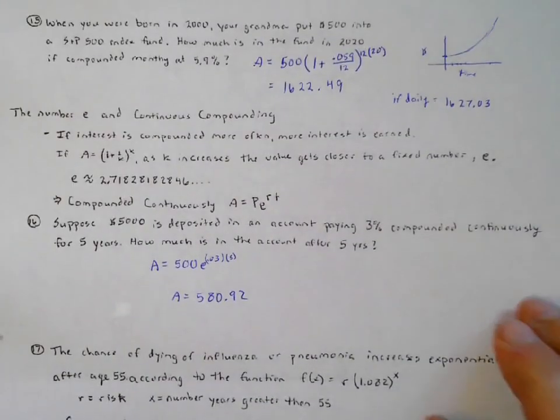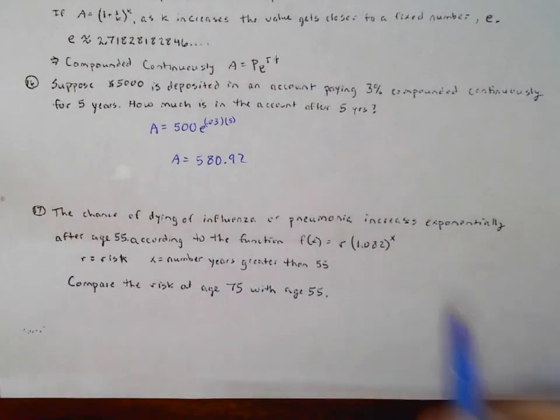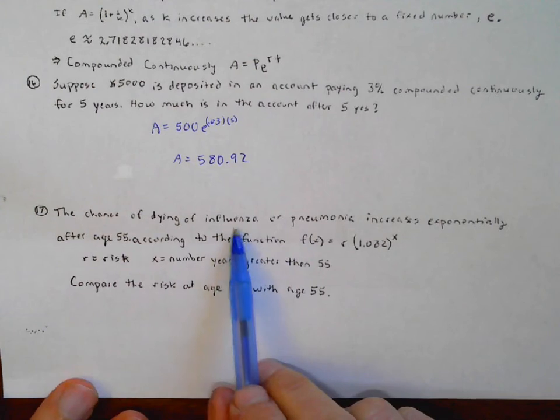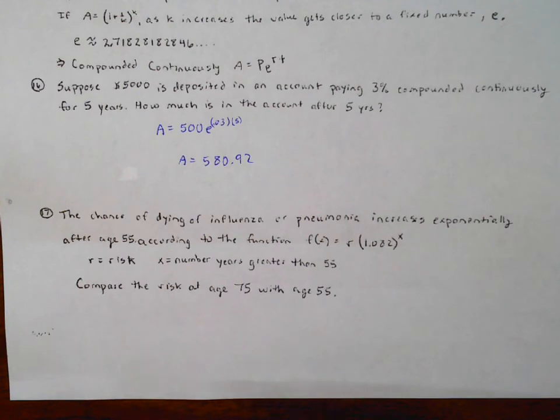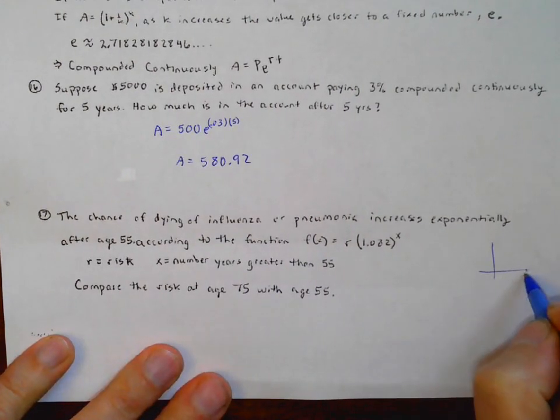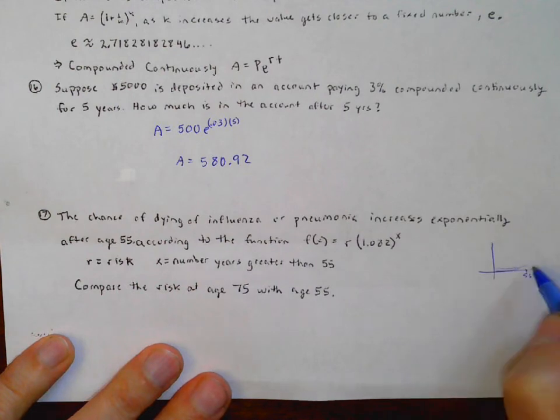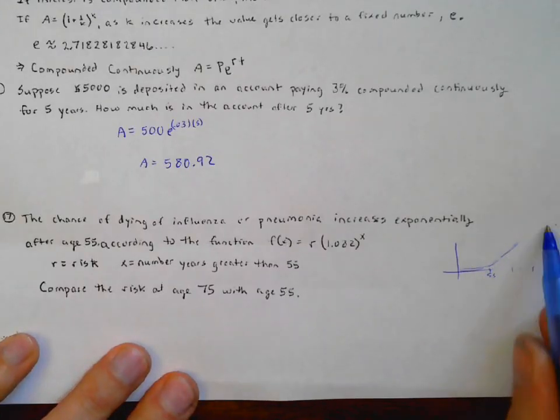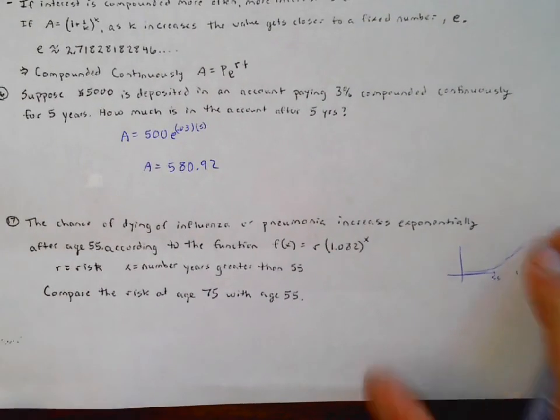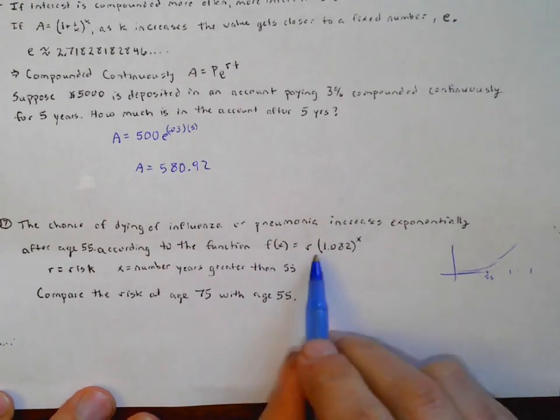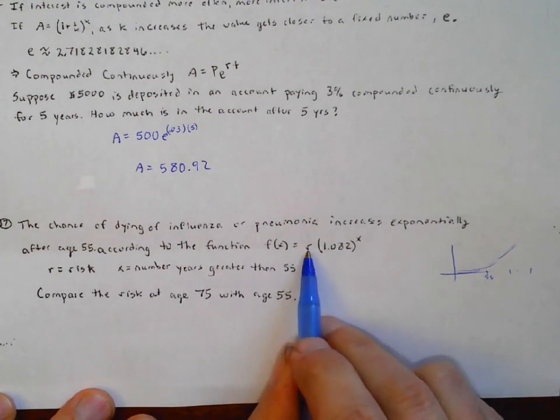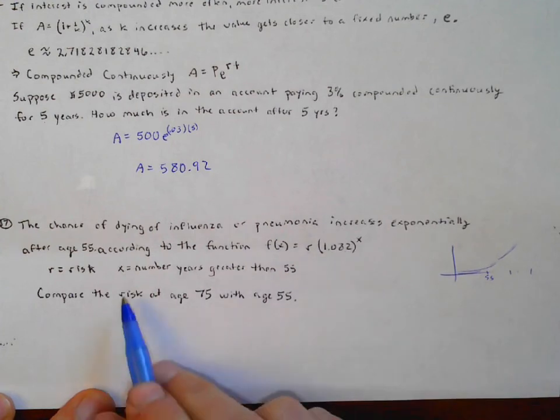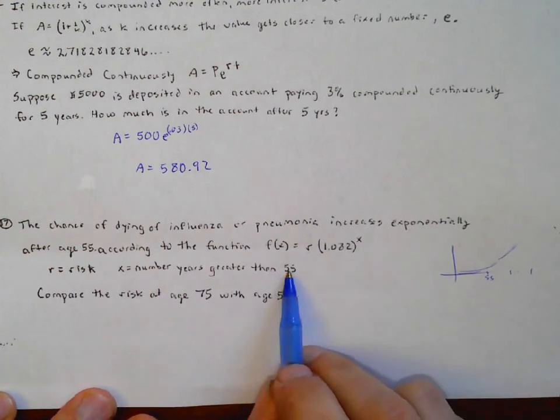Okay, you can also apply this to other scenarios besides money. So the chance of dying of influenza, flu, or pneumonia increases exponentially after the age of 55. So before the age of 55, it's probably pretty low, but after 55 and you get up into your 70s and 80s and so forth, you have a higher percentage chance of dying. Okay, it rises exponentially. So according to this function, R is sort of our risk factor. So at 55, if you're higher risk versus lower risk, that's kind of our beginning point with this. Okay, and X is the number of years greater than 55.